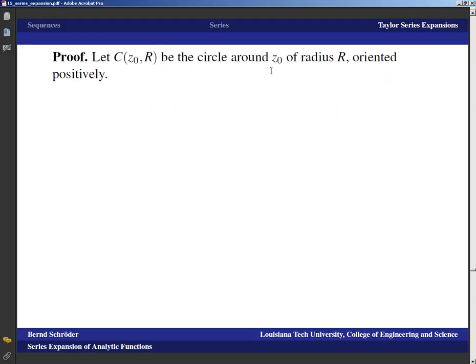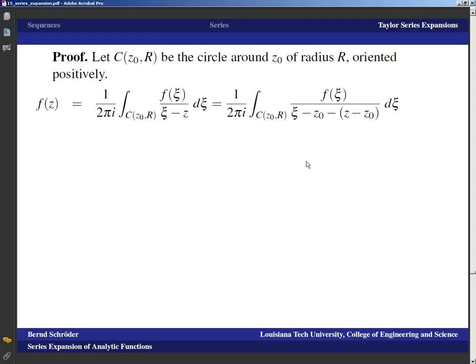Take the circle around z0 of radius r oriented positively, and we know by the Cauchy integral formula that f of z for any z inside that circle is 1 over 2 pi i times the integral over the circle of f of c divided by c minus z dc. So c are those points on the circle. Well, now we just add 0, right? This is the same formula except that I've subtracted z0, and then minus minus, I've added the z0 again. And now we do some more algebra.